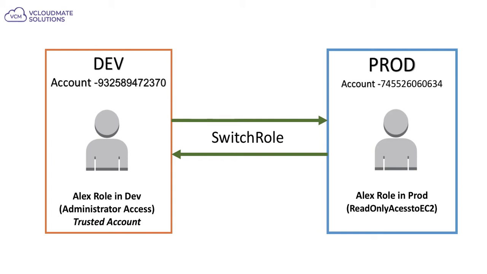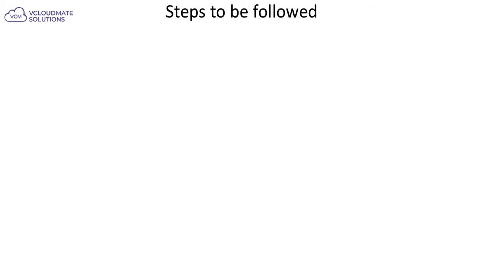And there should be a bridge that should be established between the development and production account. So I call it the trusted account where I'll be logging in with, and on the other side I'll be having the trusting account where I'll assume the role. So in order to get things done, we need to follow the following steps.